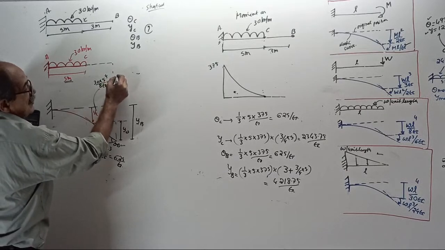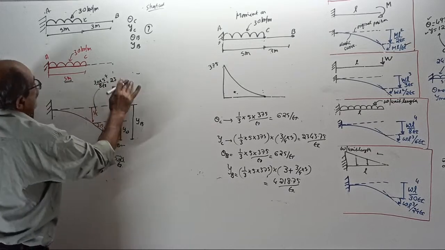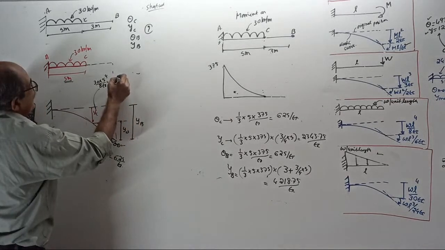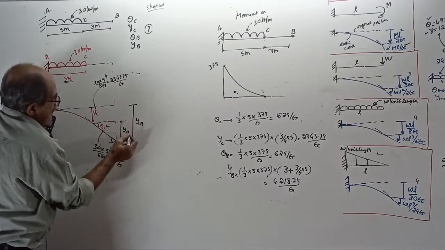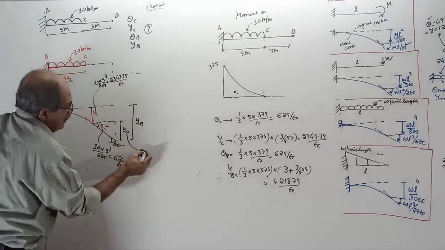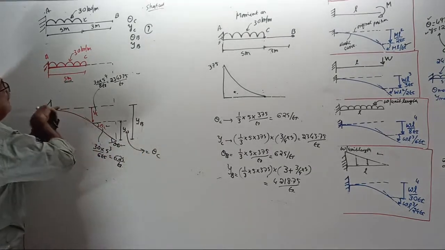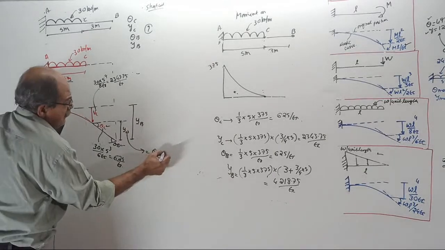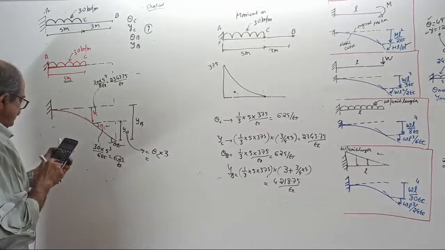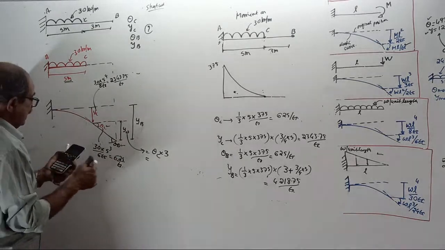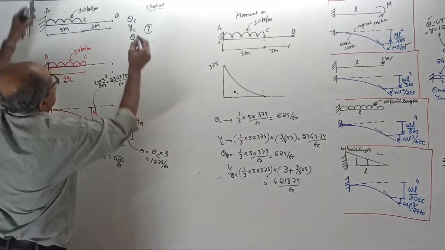2313.75? Or 2343? Because I am seeing a different answer there. 2343.75 by EI. And this extra deflection Y0 equals theta C into the subsequent distance of 3, the unloaded length is 3. This will come to 625 into 3, which is 1875 by EI.